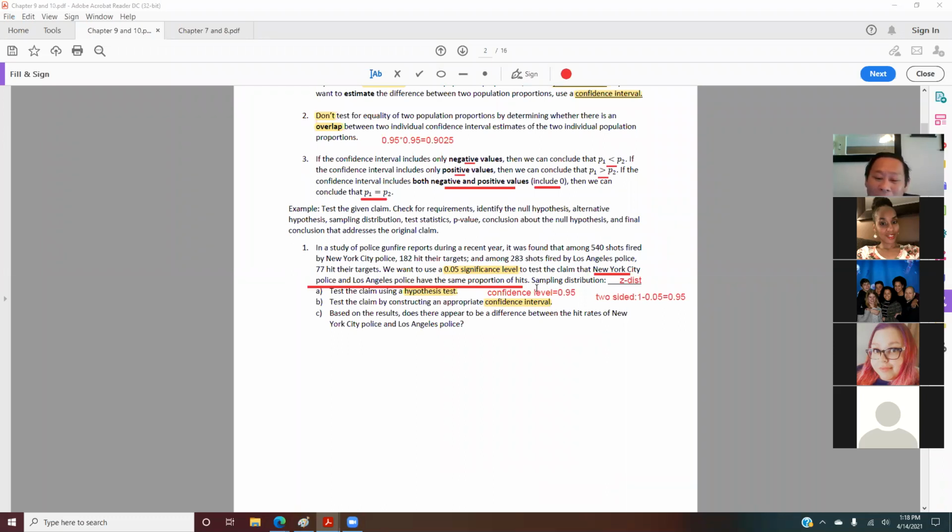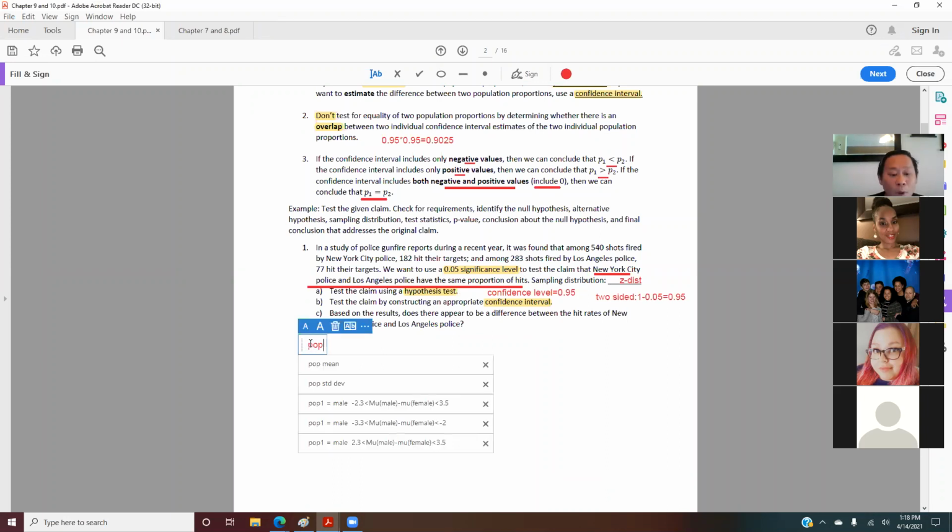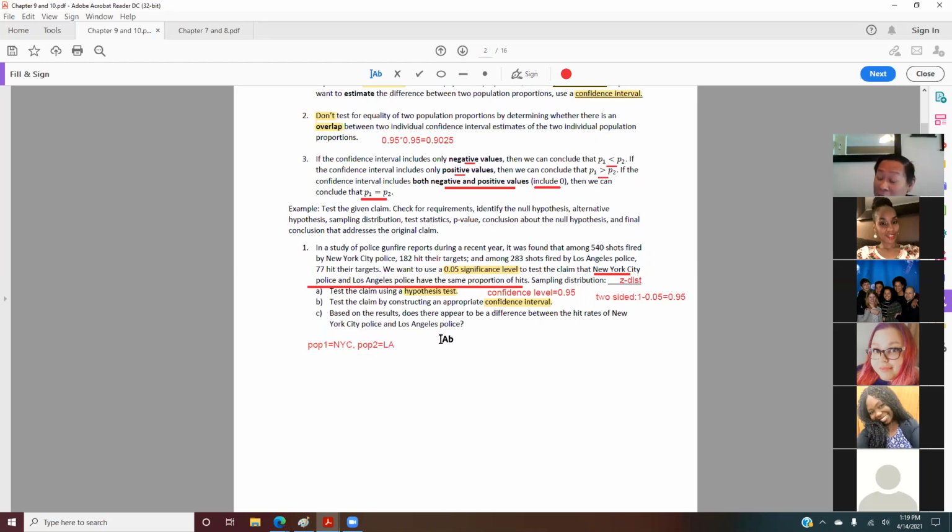So when you read this claim, can you tell me what is your population 1 and what is your population 2? Is population 1 New York or LA? If you read the claim statement, it's New York City, right? New York comes first, so population 2 will be LA. That's why you should read the claim statement over and over again. That's why I highlight it in red. The one that comes first is always the first population, and the one that comes second is the second population.